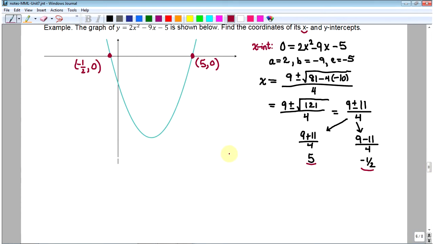Okay, well now let's go to our y-intercept, which is usually much easier to find. For the y-intercept, we're just substituting 0 in place of x. So if we were using function notation, that means we would be finding f of 0. So we just have 2 times 0 squared minus 9 times 0 minus 5, which just leaves us with negative 5. So my y-intercept is negative 5, which must correspond to this point here. And my coordinates would be 0, comma, negative 5.